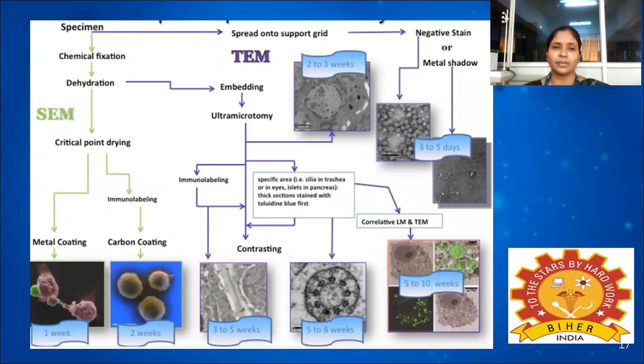After slicing the samples, you can label them with immunolabels to observe specific parts, that is, the antigenic parts of the structures of the viruses or bacteria. Or you can contrast the samples by adding heavy metals, and also correlate with the images that you observe through light microscopy by staining with light microscopy stains and transmission electron microscopy. You can also do negative staining or follow the metal shadow technique to observe the structures of bacteria and viruses and also the internal structures.